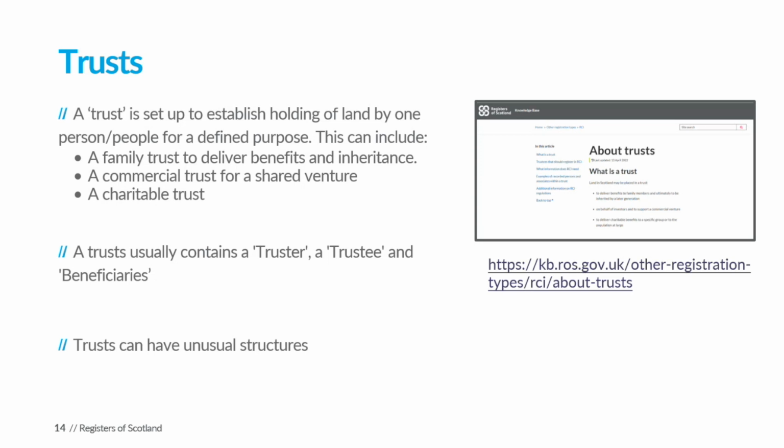Most trusts have a truster, those who set up the trust with the assets, trustees, those who become the legal owners of the assets, and they must act in the interest of the beneficiaries. Then you have the beneficiaries, those who benefit from the trust, for example, family members or local communities. The Land Register can display trusts under individual names or as trustees of.